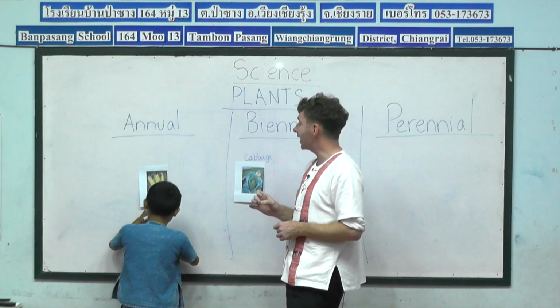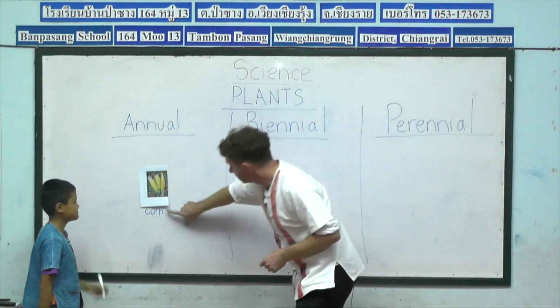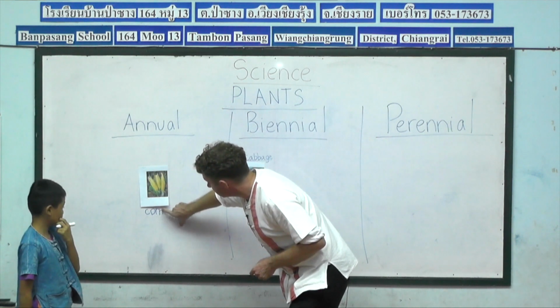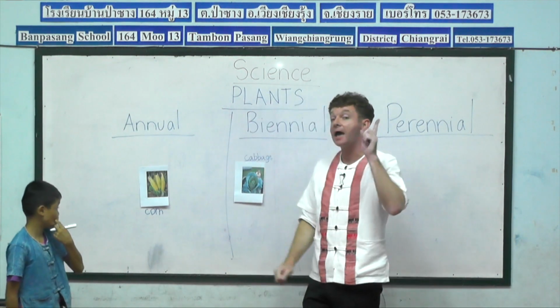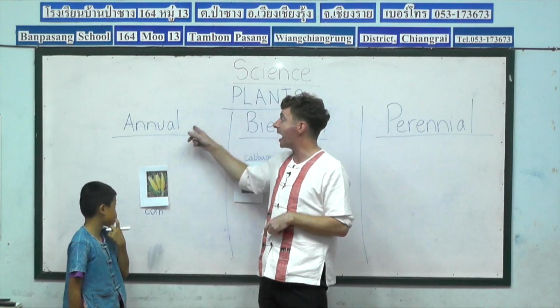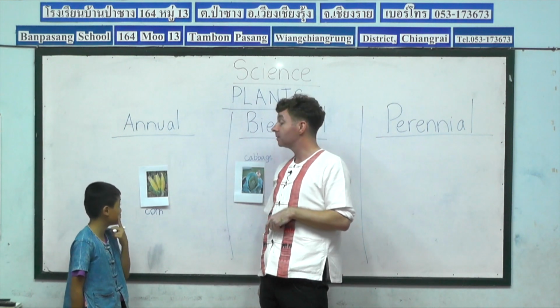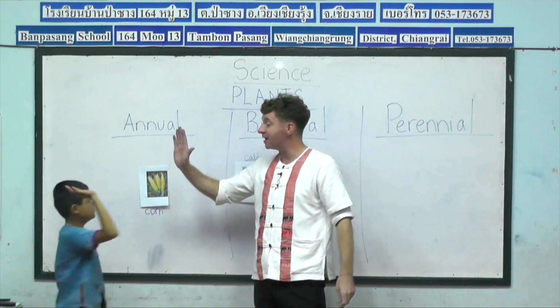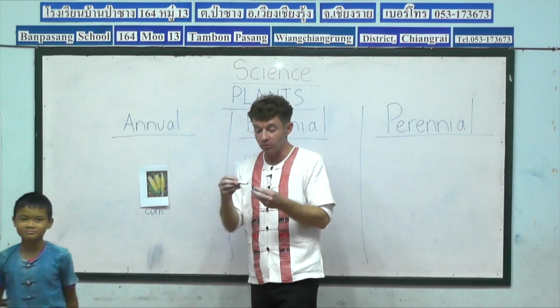C-O-R-N. Excellent, Chew. That's brilliant. Just a little bit less of a head on N so it doesn't look like a H. And then we can say corn plant, annual plant. Chew, that was brilliant. High five. Big round of applause for Chew, guys.